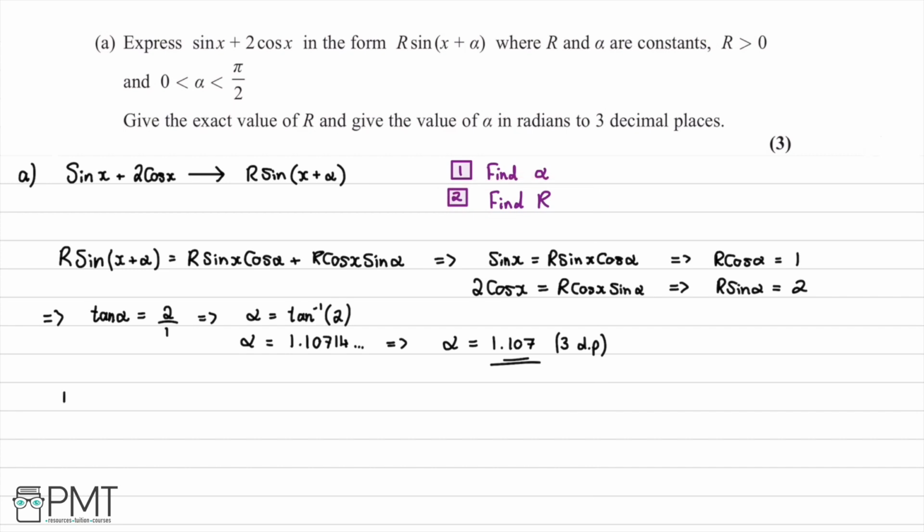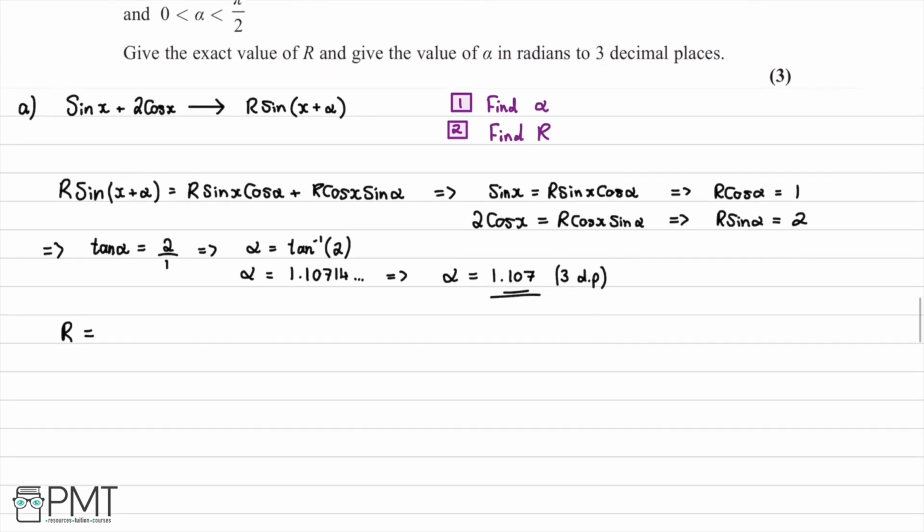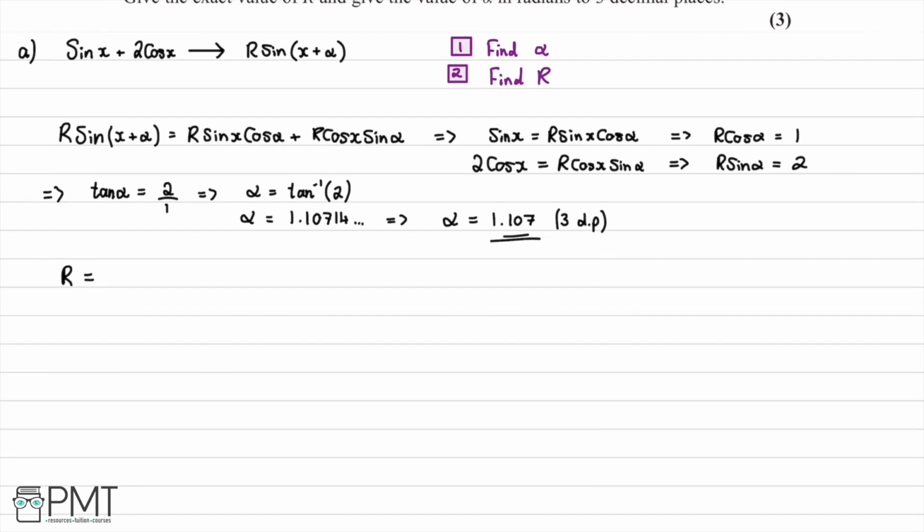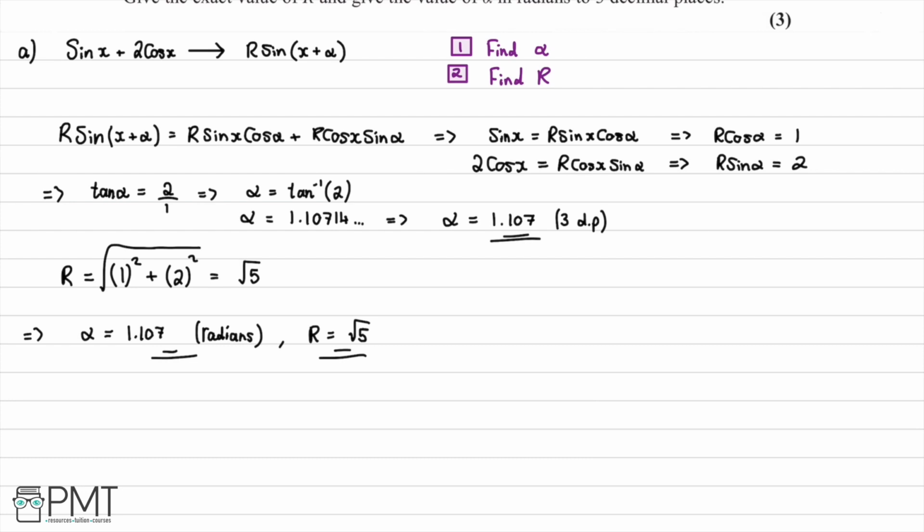So how do we find r? We have that r is going to be equal to the square root of the coefficient of sine x squared plus the coefficient of cos x squared. So r is going to be equal to the square root of 1 squared plus 2 squared. So that's going to be equal to 1 plus 4, which is 5, so root 5. So therefore, to conclude, we have that alpha is equal to 1.107, and that's in radians. And then we have that r is going to be equal to the square root of 5, which is the exact value of r, which we were asked for.